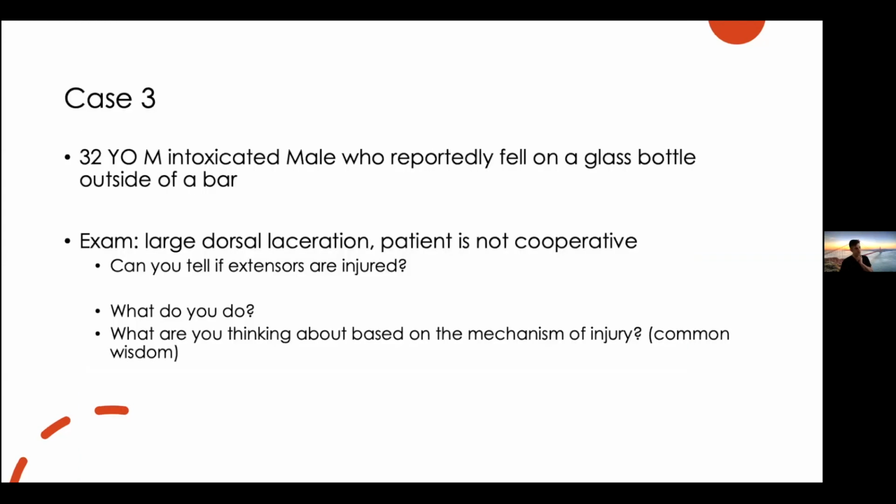Okay, case 3: a 32-year-old male, intoxicated, fell on a glass bottle. He's not super cooperative. So how can you tell if the extensor tendons are injured if you have an uncooperative patient? Can you tell? Is it something you have to interact with them about?